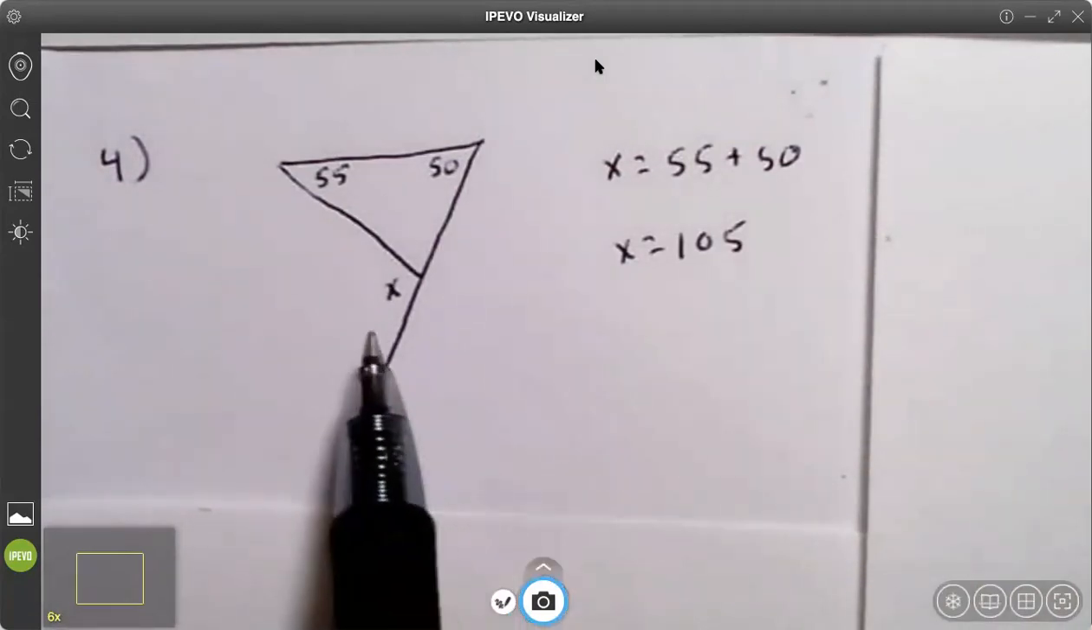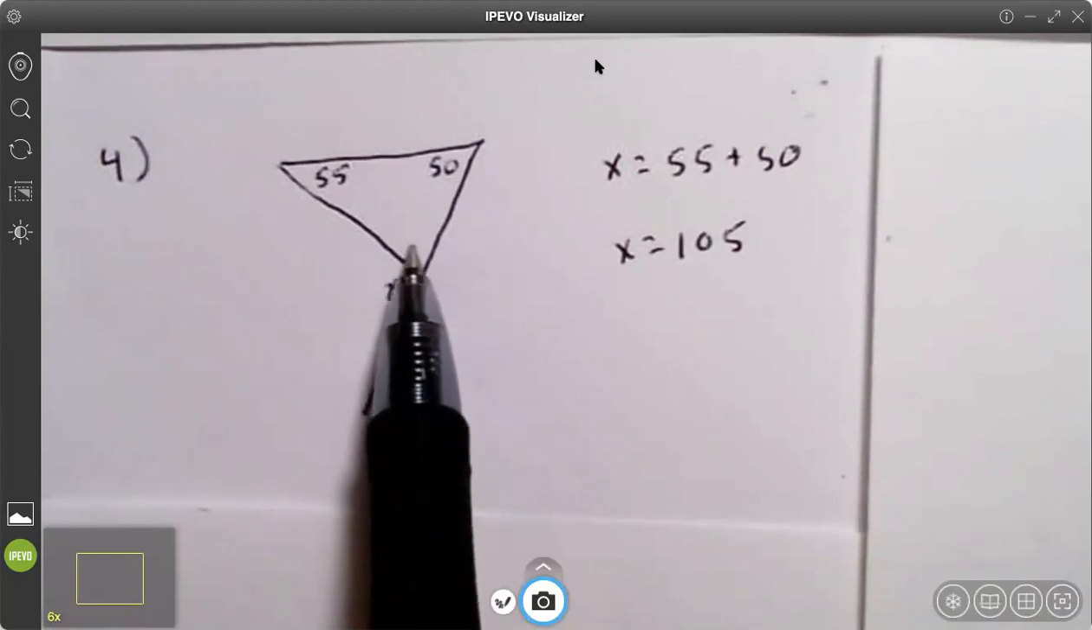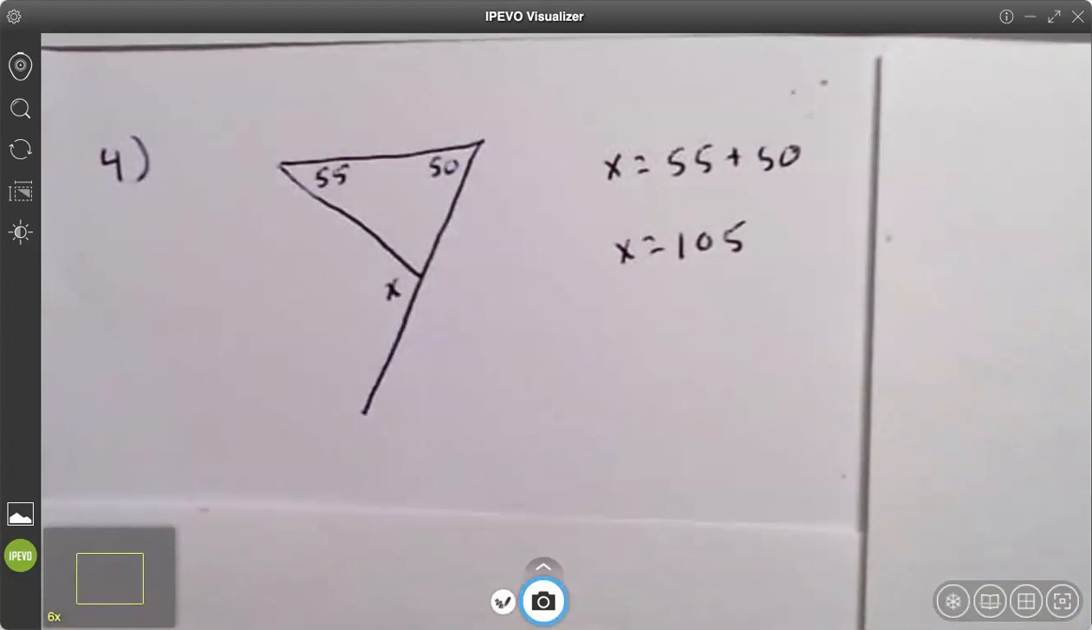And to take it a step further, now that I know this is 105, these two are supplementary. I could say 180 minus 105 equals and get 75 here. And 75 plus 55 plus 50 does in fact equal 180.